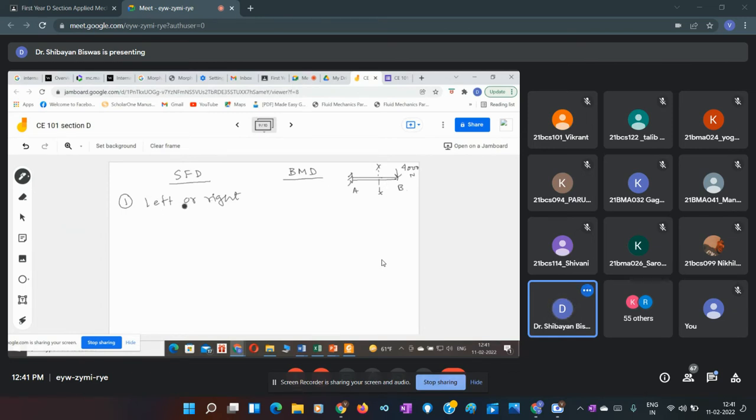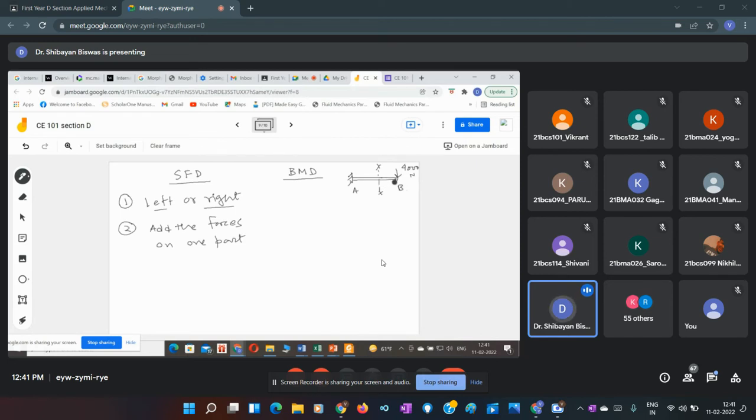Take either left or right. That is also as per your convenience. Second is that add the forces normal to the member on one of the parts. Add the forces on one part.